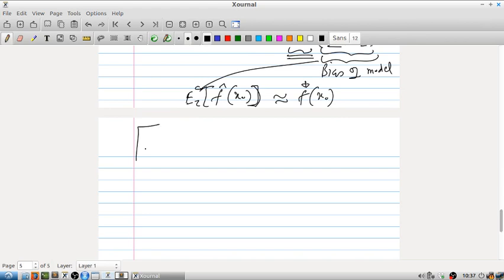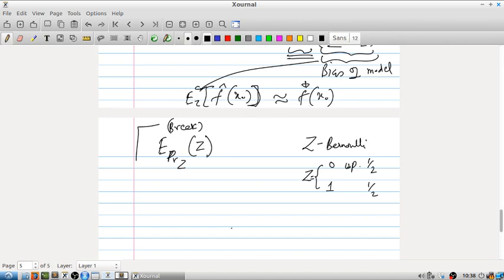What is expectation? Expectations were defined in the second lecture. So, the expectation of, let's say, Z when Z is Bernoulli. If Z is Bernoulli, it takes two values, 0 and 1. It takes 0 with probability 1/2, and with the other probability, it takes value 1. Then the expectation of the random variable Z. Z is a random variable.